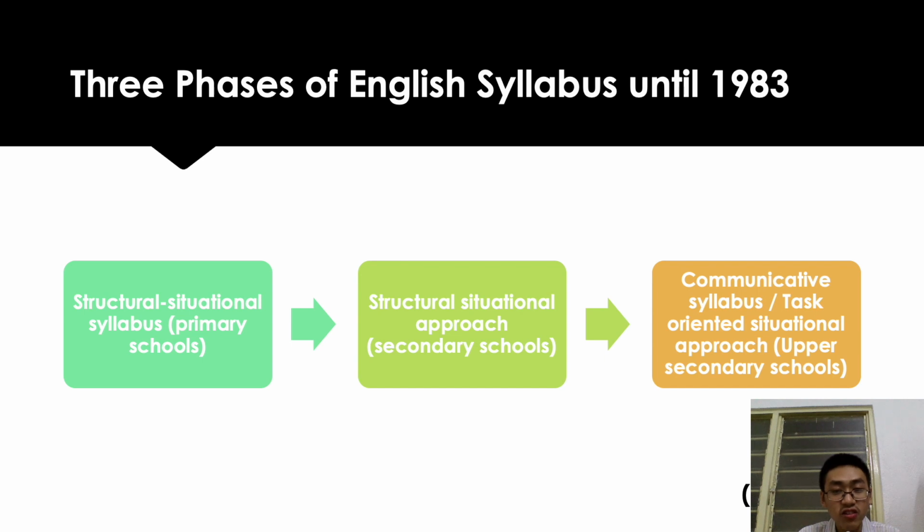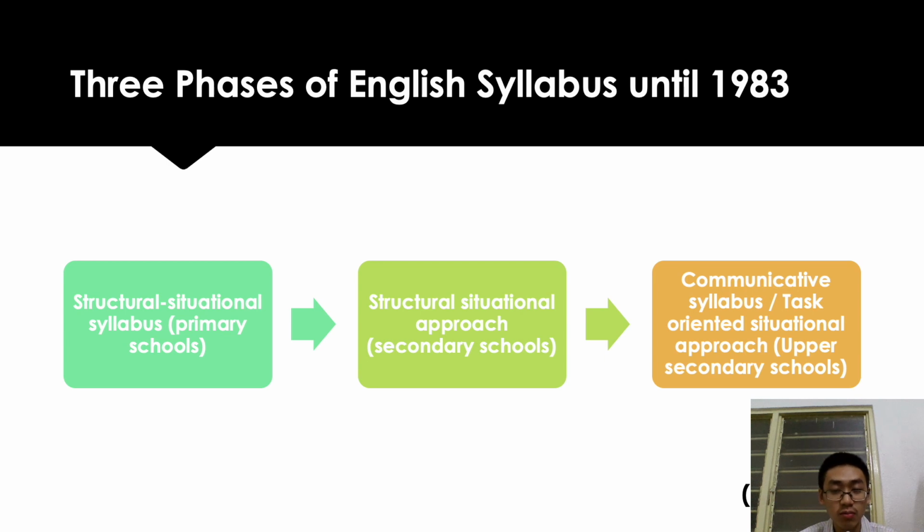There were three phases of English until 1983. The structural situational syllabus was designed and introduced to primary school students. The structural situational approach was introduced to lower secondary school students. The last syllabus introduced was the communicative syllabus, or known as the task-oriented situational approach, which was meant for the upper secondary school students. The first two phases were meant for making sure the students to cope with the academic needs in the future. It meant that they had to achieve those milestones before they can reach the next milestone.